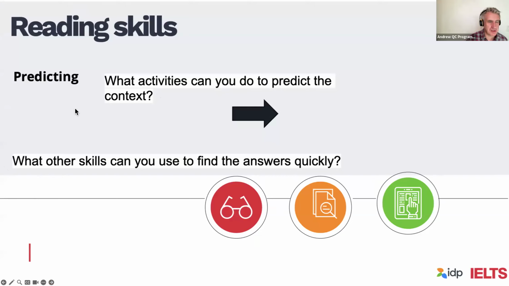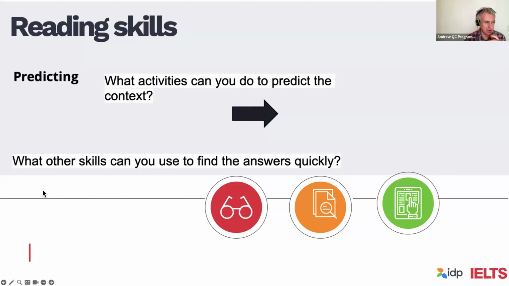So let's consider predicting. What activities can you give to students to help them predict the context? Oh, actually, this is about the IELTS exam itself.